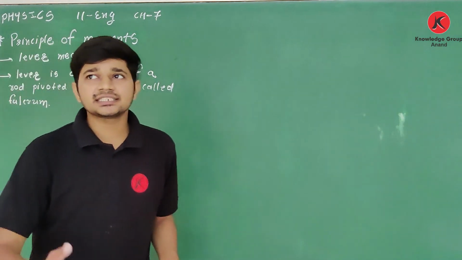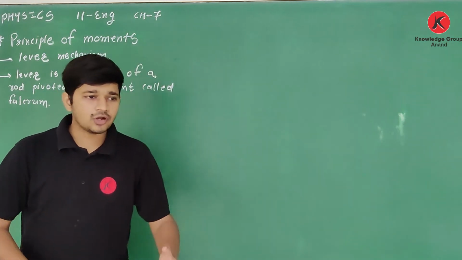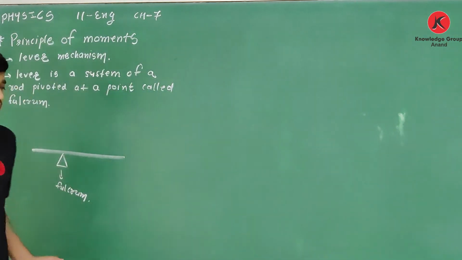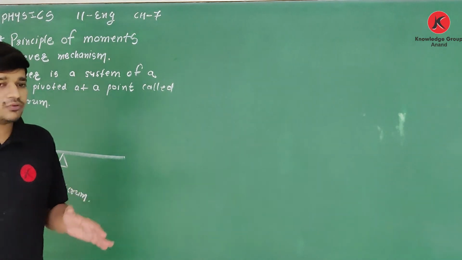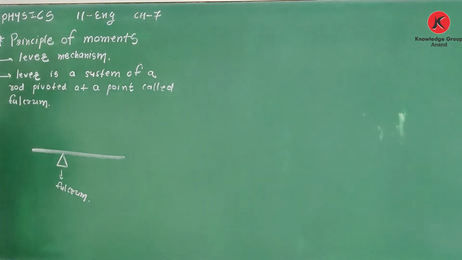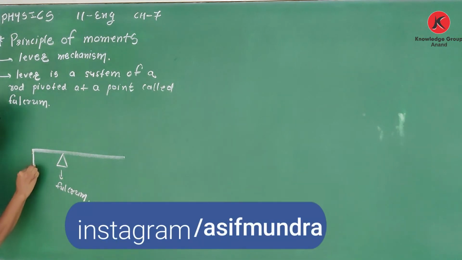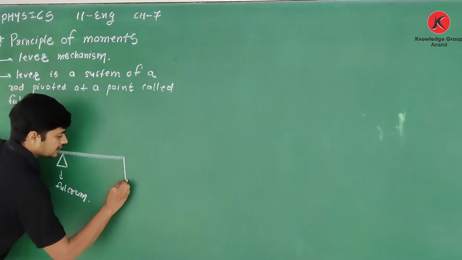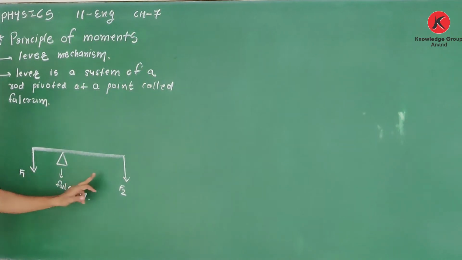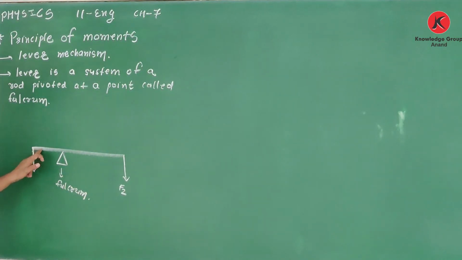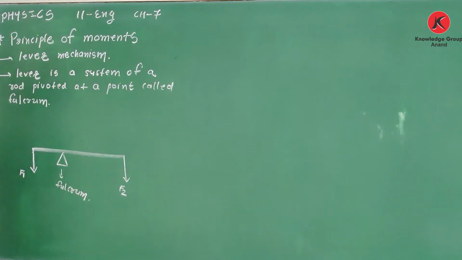In a playground, if you have observed a seesaw in a children's garden, that seesaw is an example of lever mechanism. In this lever mechanism, let two parallel forces be acting, F1 and F2, and these two forces are perpendicular to the length of the lever.